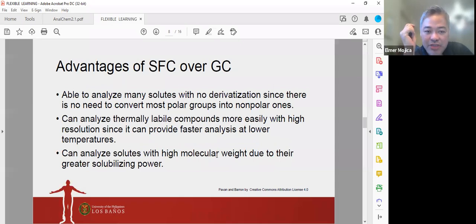Now, what are the advantages of SFC over GC? Well, it's able to analyze many solutes with no derivatization, since there's no need to convert most polar groups into non-polar ones.